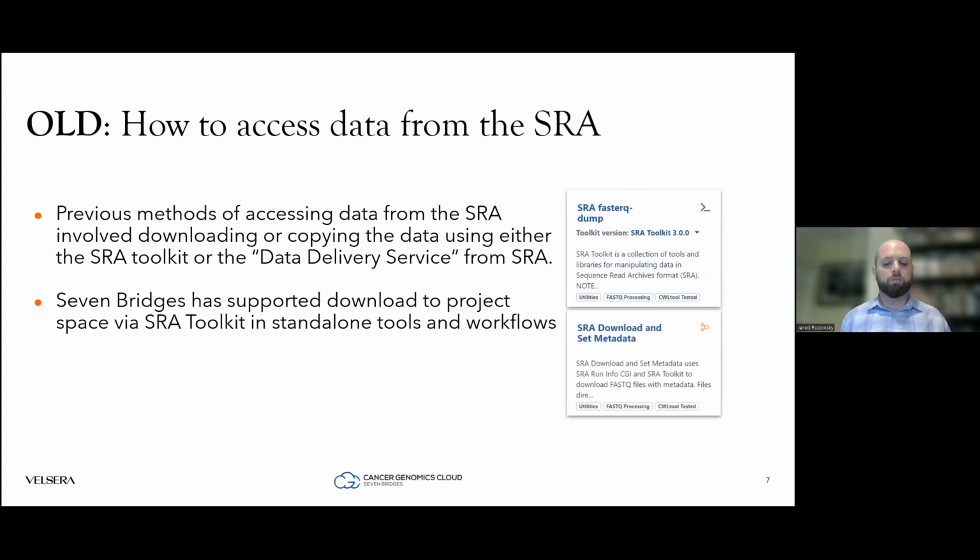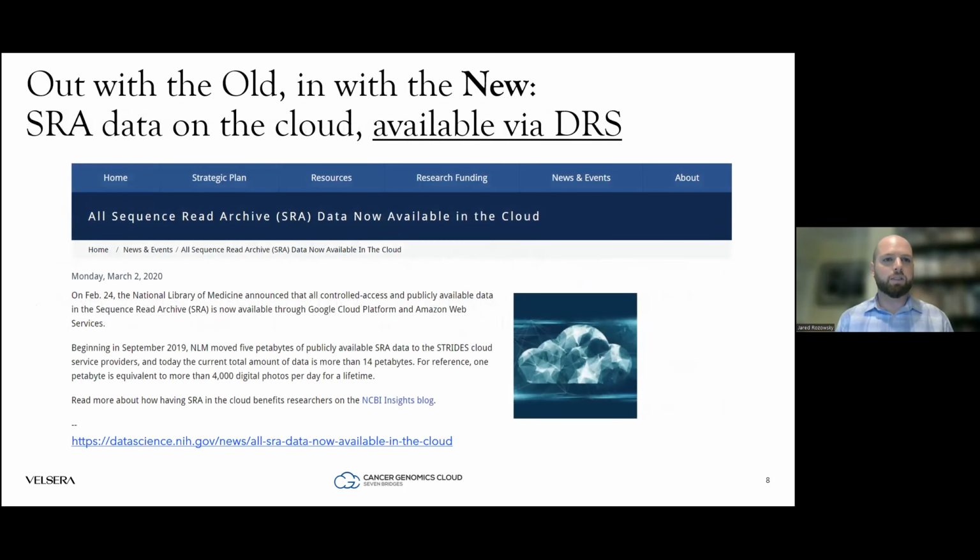We, as Velsera, have integrated tools within the CGC that allow you to use that workflow and download data directly into your project, so you can streamline that process. But again, we're not using the latest in interoperability standards. So if I go forward, out with the old, in with the new, the SRA data is now on the cloud and available via DRS. This is a screenshot from an article back in 2020, but really just showing that the data is now all available in the cloud. But that doesn't necessarily mean that it was available via DRS until now.